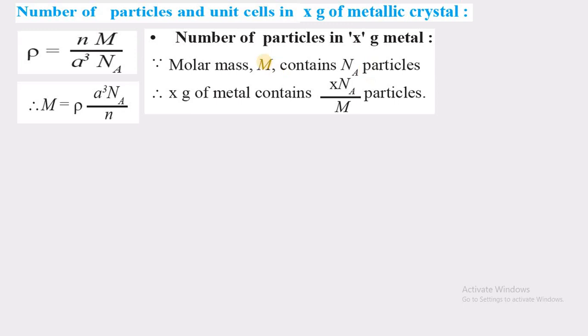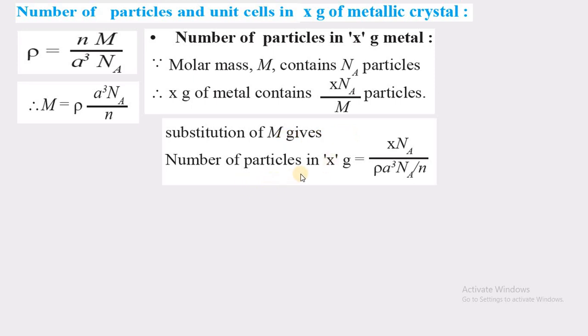Hence x gram of metal contains x into Na divided by M. Cross multiplication, you have to do x into Na divided by M, and you will get the number of particles which are present in x gram. You will put the value of M here.